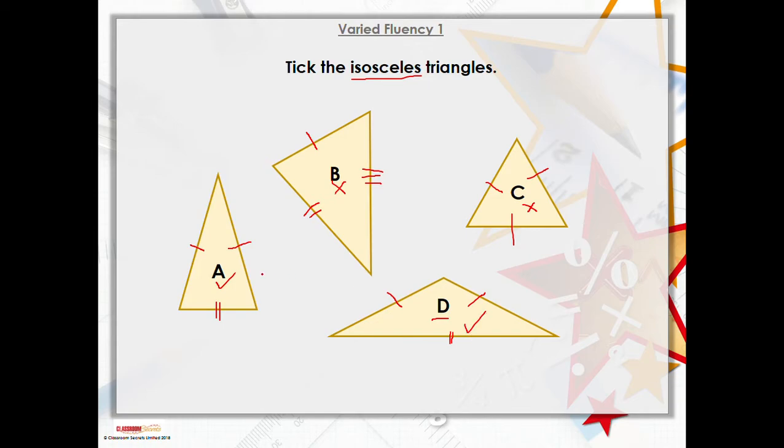So like I said before, an isosceles triangle, because they have two lengths exactly the same, can be long and narrow, or like D, they can be quite short and wide.